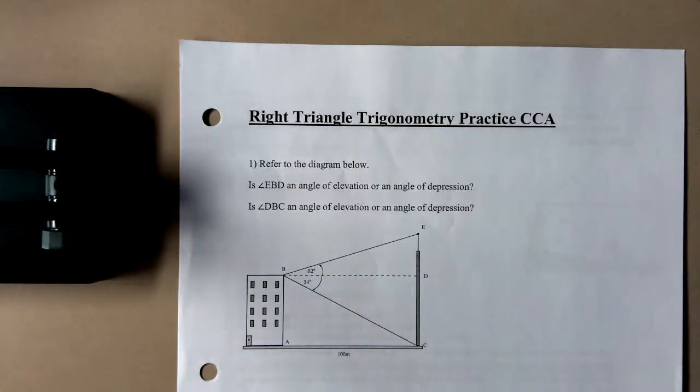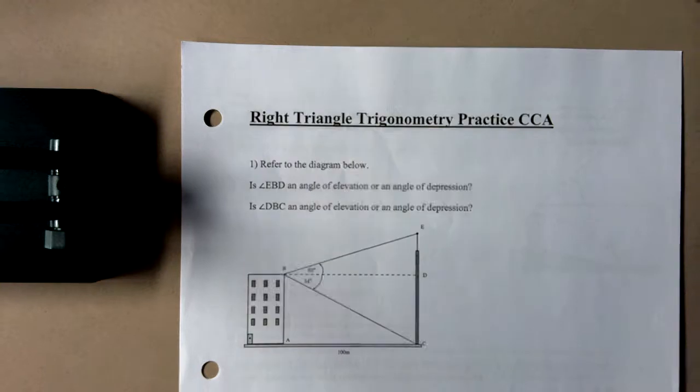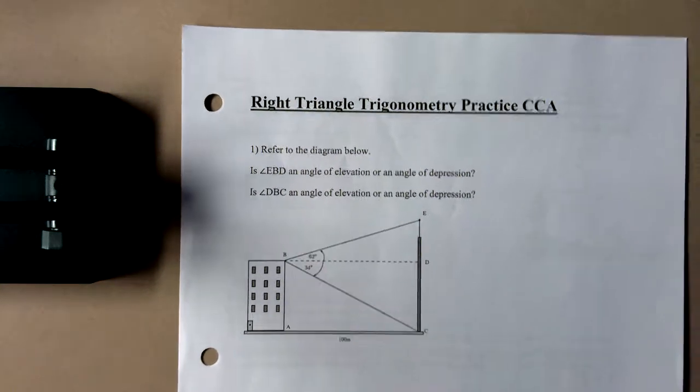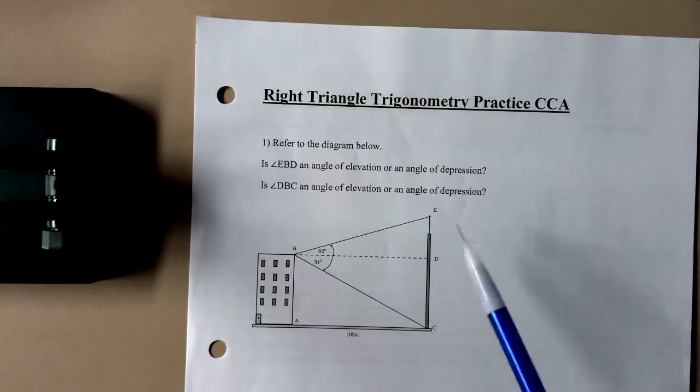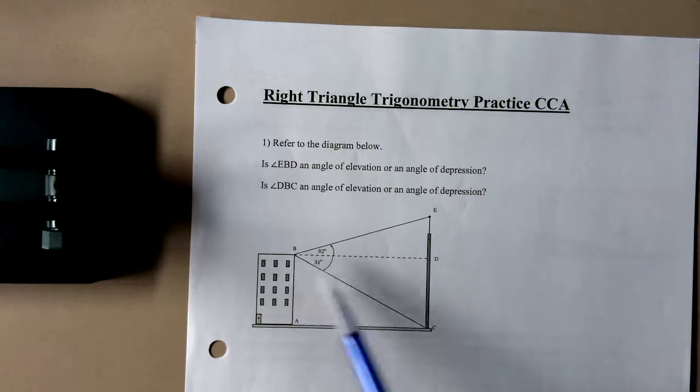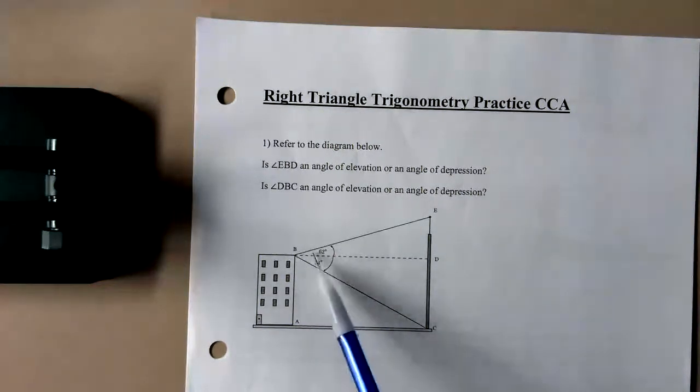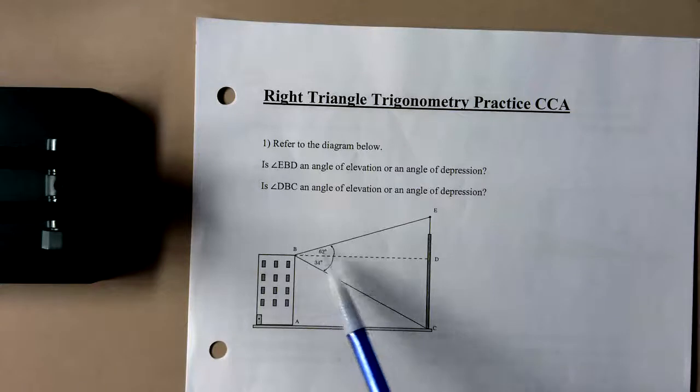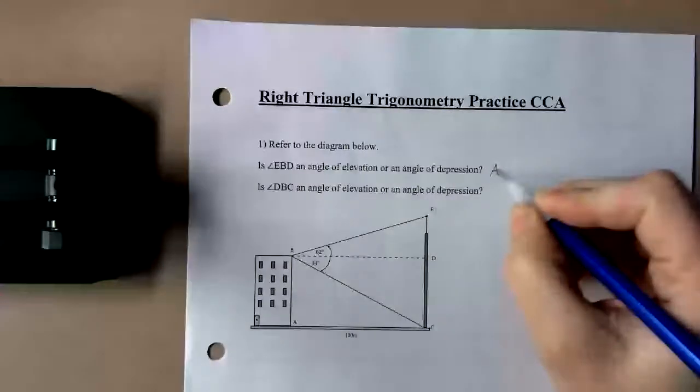So today we're doing the Practice CCA. In number 1 it says refer to the diagram below. Is angle EBD an angle of elevation or an angle of depression? So that's angle EBD. So that's this angle, the 62 degrees. So that's going up. So it's angle of elevation.